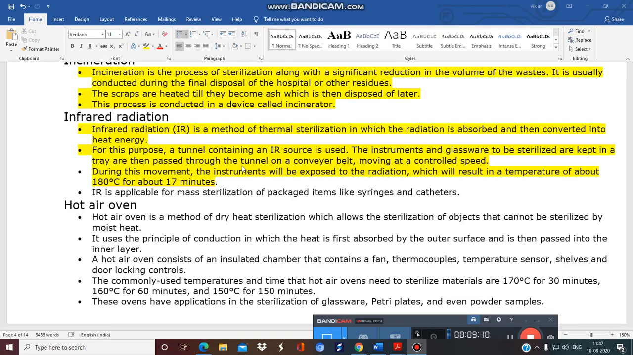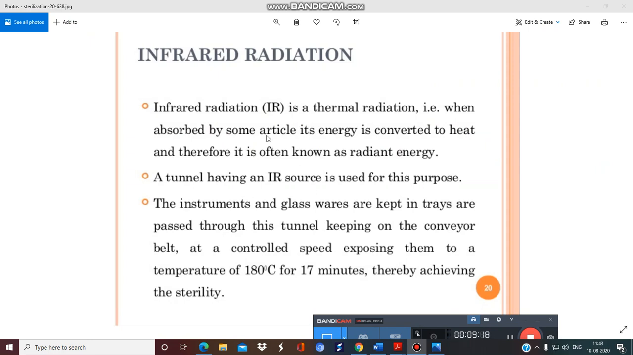So next is the IR radiation. Again, this is a very important method. In this, the radiation is absorbed and converted into heat energy. IR radiation is nothing but thermal radiation. So when absorbed by some article, its energy is converted into heat. Okay, and it is known as radiant energy.